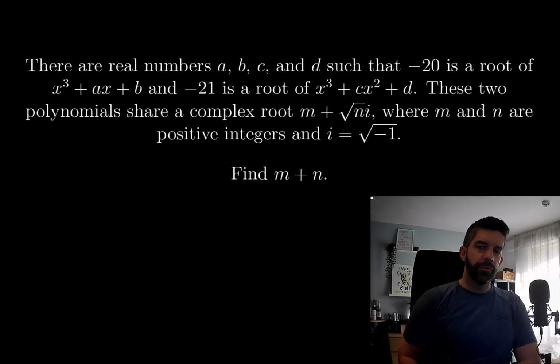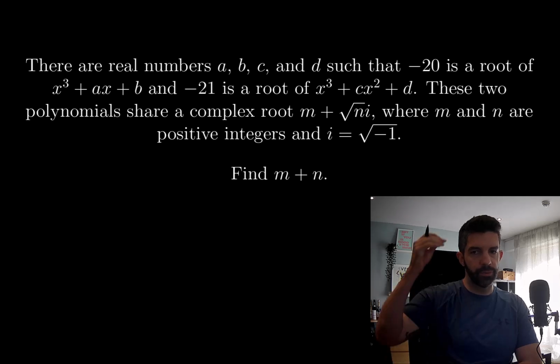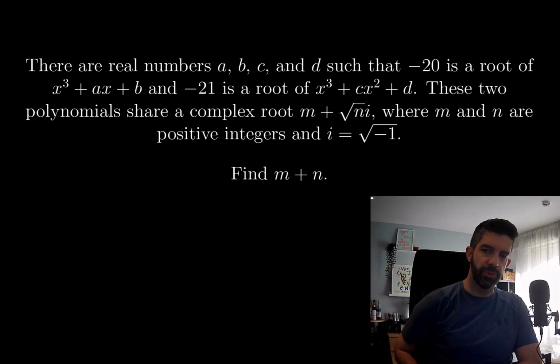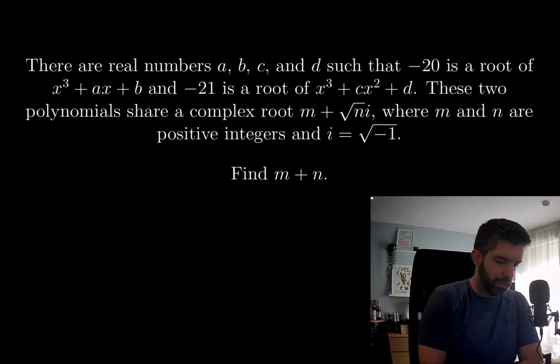There are real numbers a, b, c, and d such that negative 20 is a root of x cubed plus ax plus b, and negative 21 is a root of x cubed plus cx squared plus d. These two polynomials share a complex root, m plus root n i, where m and n are positive integers, and i is the imaginary unit. Find m plus n. Okay.